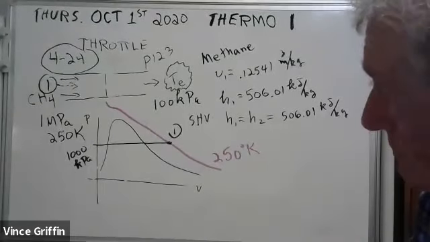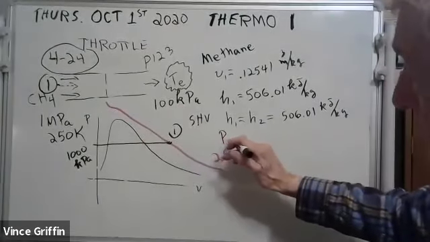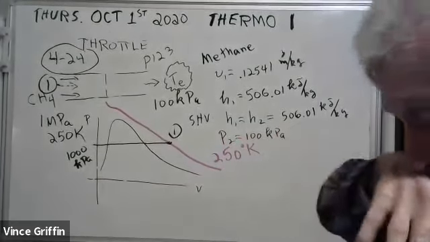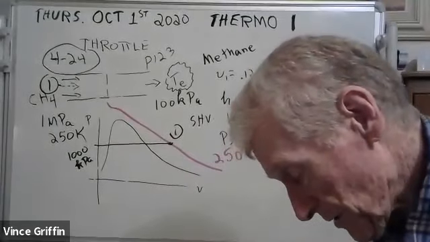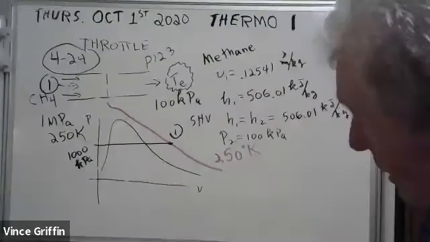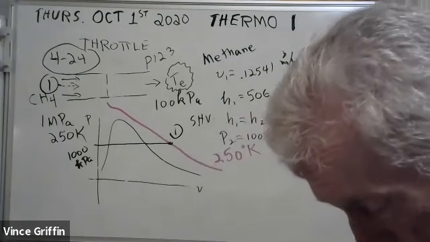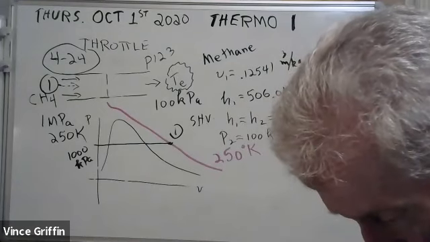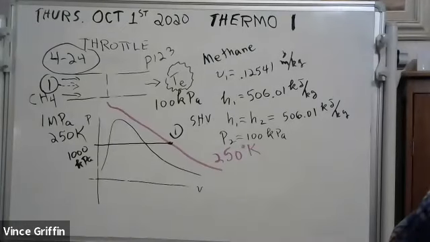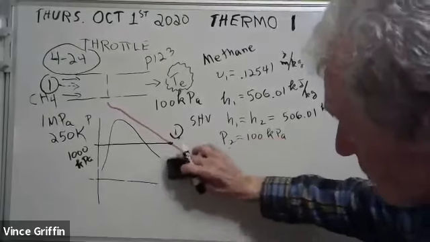Well, so what? But see, this is at a lower pressure. P2 is 100 kilopascals. So let's see if that's in the superheated vapor. I bet it is. 100 kilopascals. And what we need is 506.01. Yeah, it's in there. All we got to do is interpolate. I need some room to interpolate. Here, let me make some room.